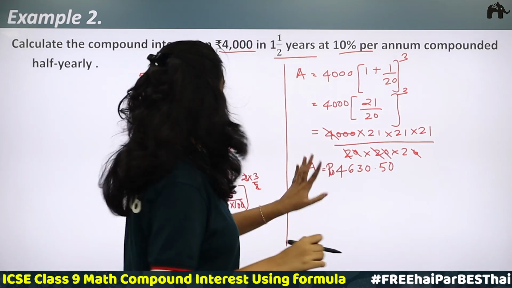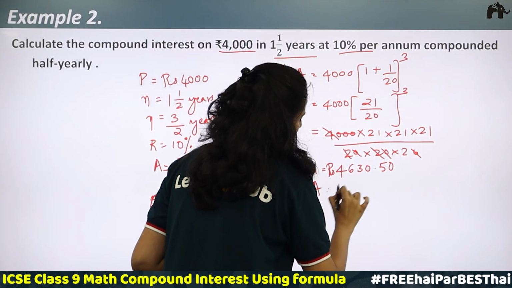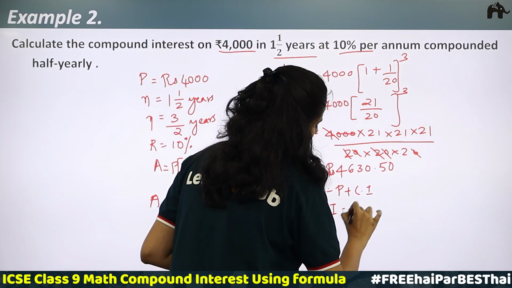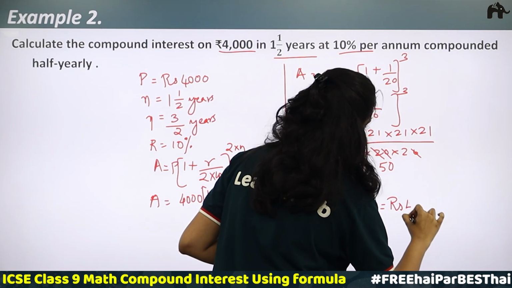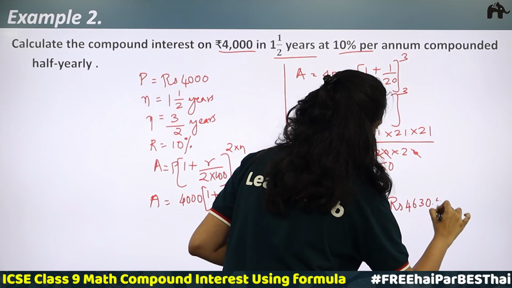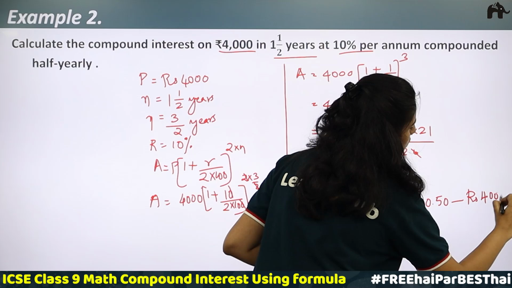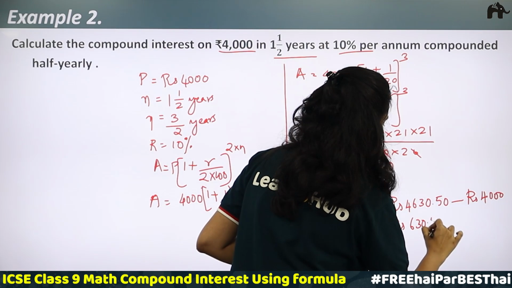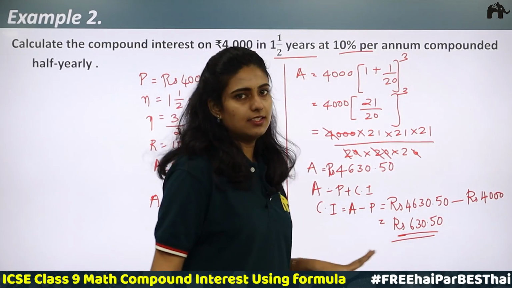When you get the amount, here we are asked to find the compound interest. We know amount is equal to principal plus compound interest, which implies compound interest is amount minus principal, rupees 4,630.50 minus rupees principal, 4,000, which is equal to rupees 630.50. Okay, so this is your final answer. This is the compound interest.